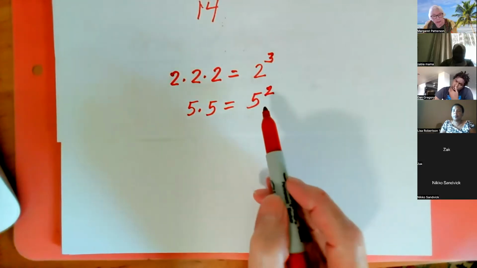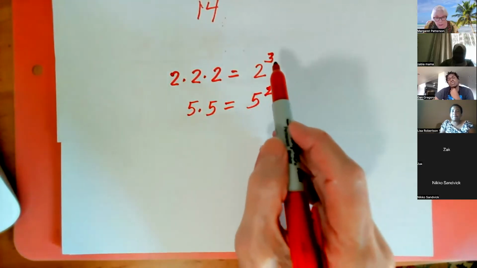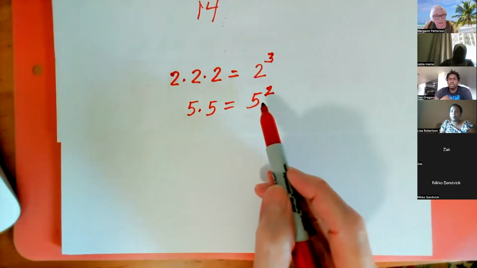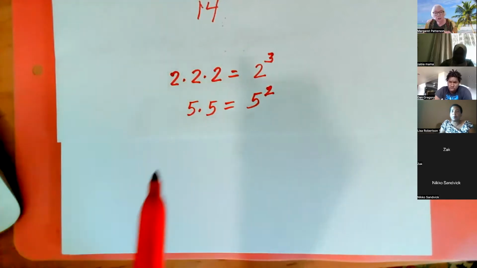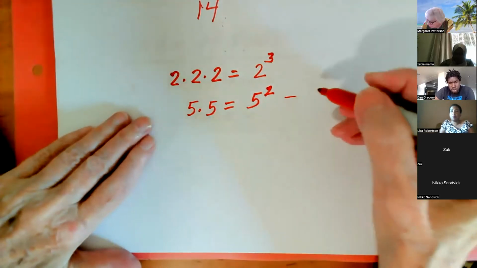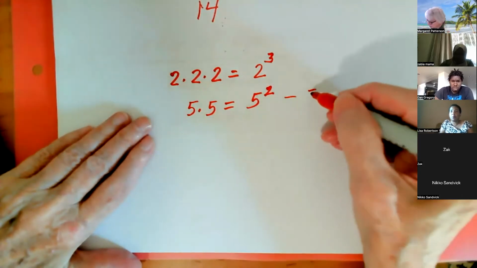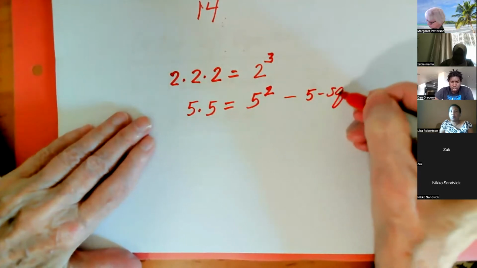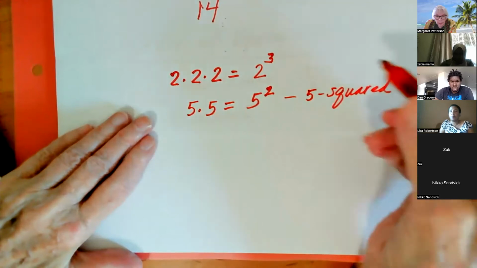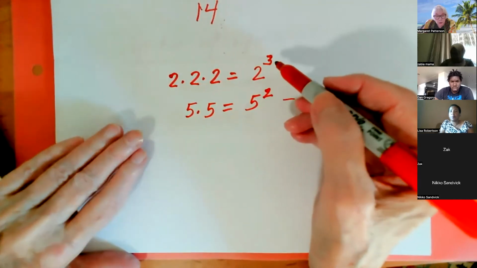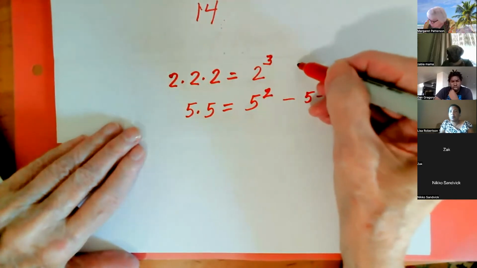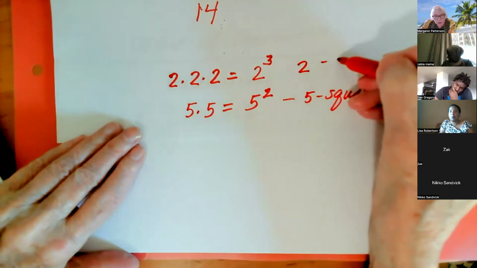So raising it to the second power and raising it to the third power are used a lot. And so they've given them nicknames. So instead of saying 5 to the second power, which is a long thing, they would say 5 squared. Okay? And because 2 to the third power is used so often, they might say 2, do you know what it is?